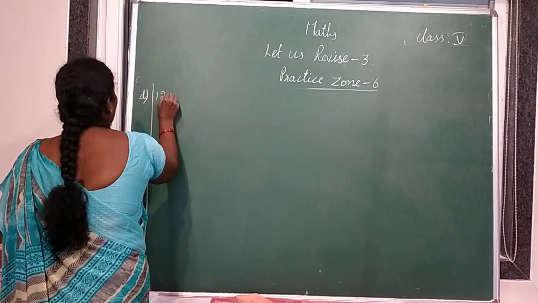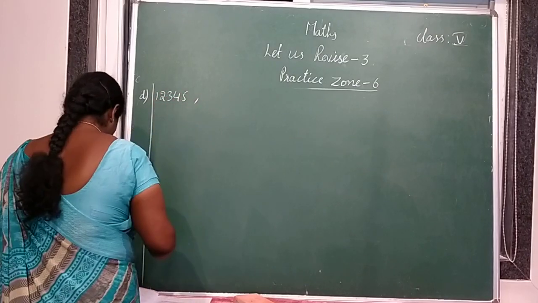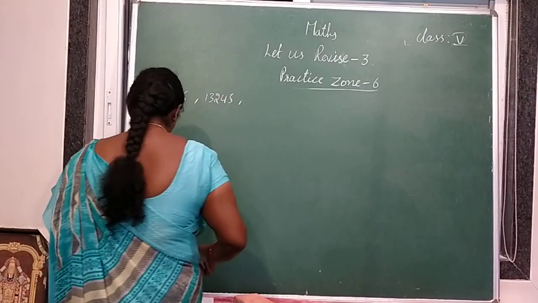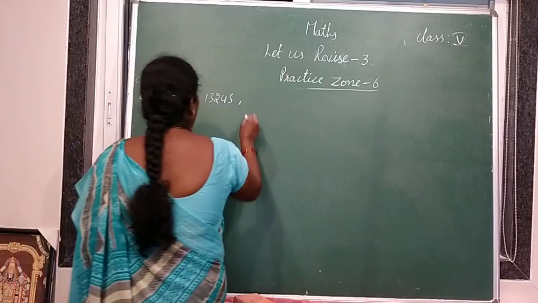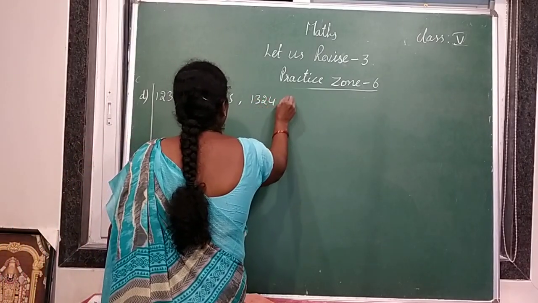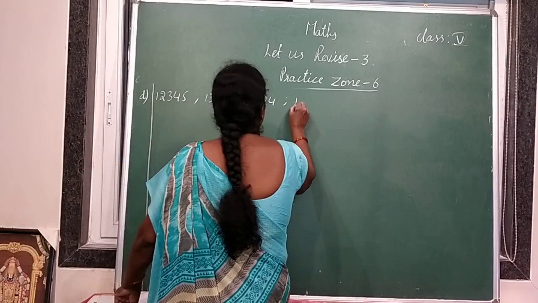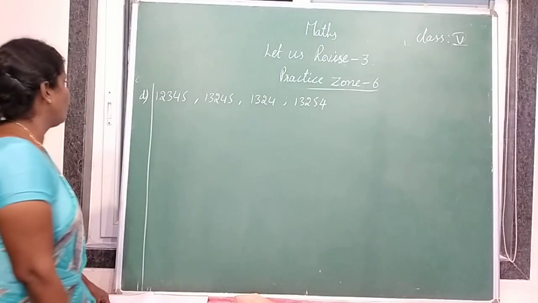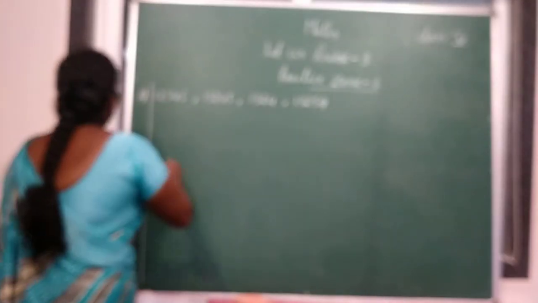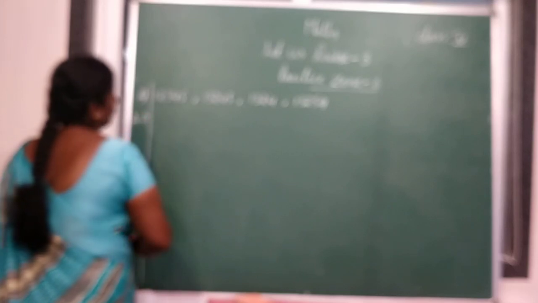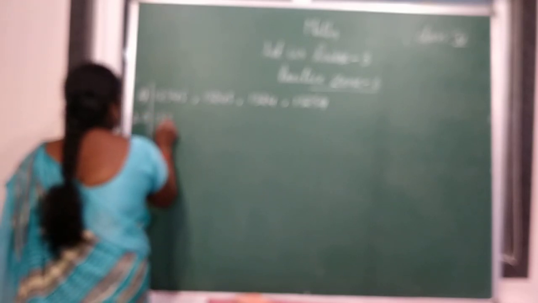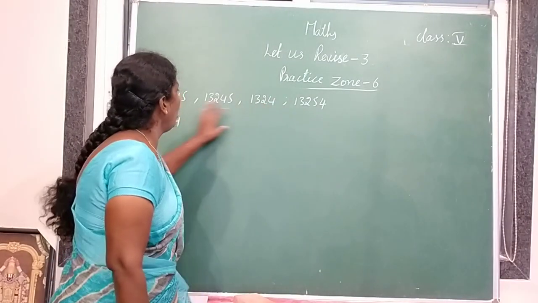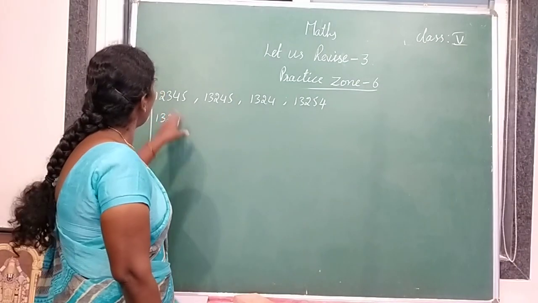12,345, 13,245, 1,324, 13,254. So these are the numbers. Find out the smallest number. 1,324 is smaller because it has 4 digits. The remaining are all 5-digit numbers. Now find out the smallest digit.